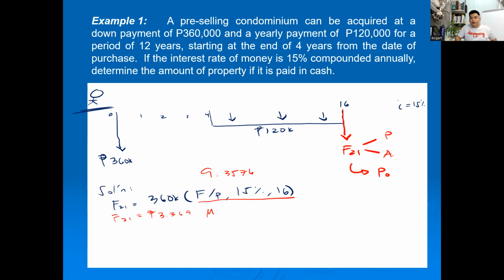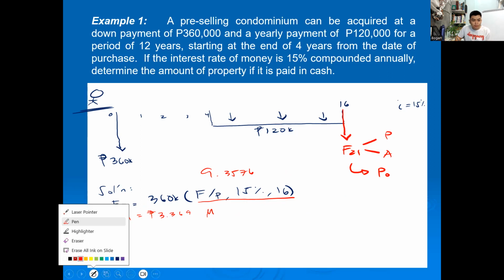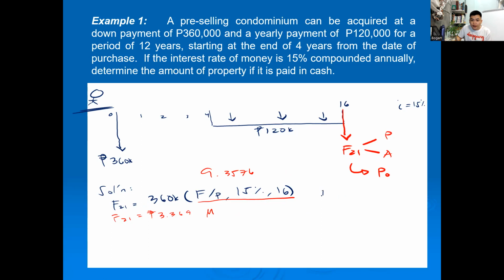From A, si A naman ang hanapin natin. Finding F21 given A. That will be finding F21 solution for part 2. That will be A is 120K annually. Tanong, 15% pa rin ba? Yes. And then ilang taon? Sorry. Ilang years na lang? 12 years. Okay? Beginning year 4.